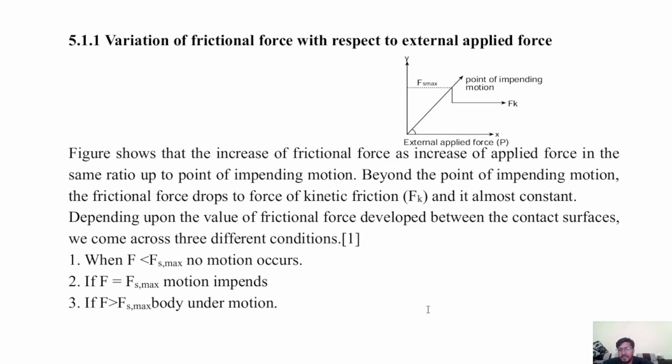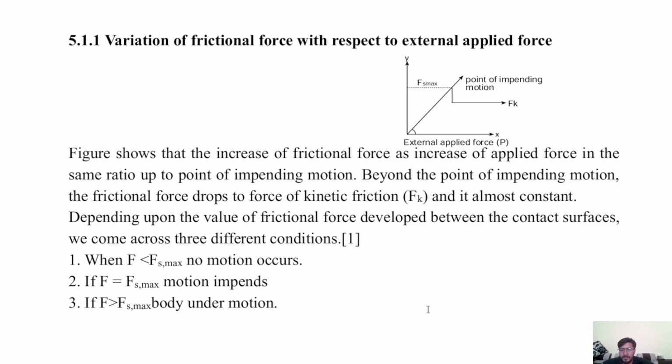The variation of frictional force with respect to external applied force. We can see here in this figure, on the y-axis is the static friction force, and on the x-axis the external applied force. The figure shows that the frictional force increases with the applied force in the same ratio up to the point of impending motion. Beyond the point of impending motion, the frictional force drops to the force of kinetic friction Fk, and it is almost constant.